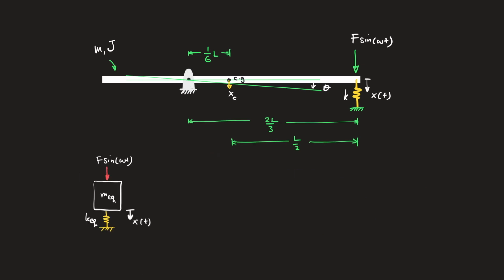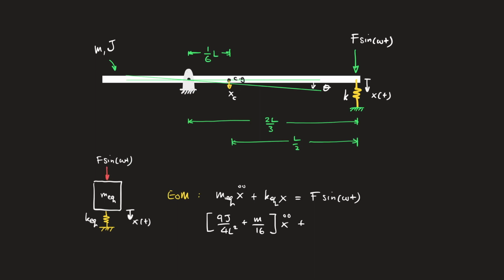All right, so the equation of motion of this single degree of freedom system with x as the generalized coordinate is equivalent mass times x double dot plus equivalent stiffness constant times x equals F sine omega t, where equivalent mass is 9J over 4L squared plus m over 16, and equivalent stiffness constant is k.